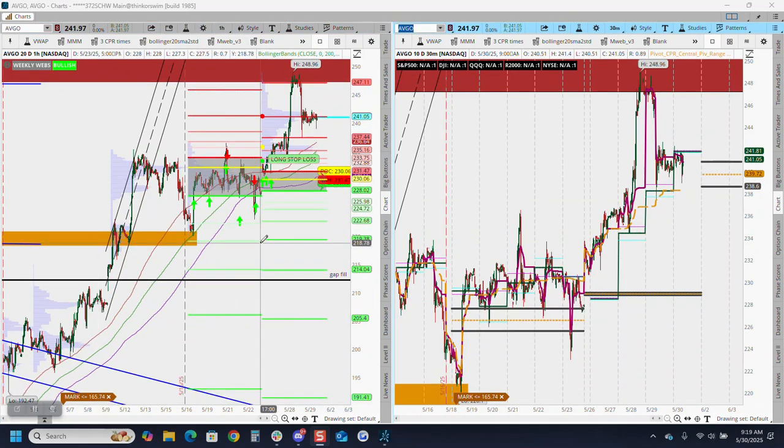Okay, I'm just going to stick with that. Those are the only patterns which really stand out to me this morning. We'll go from there, and we'll see if we can find some setups this morning.